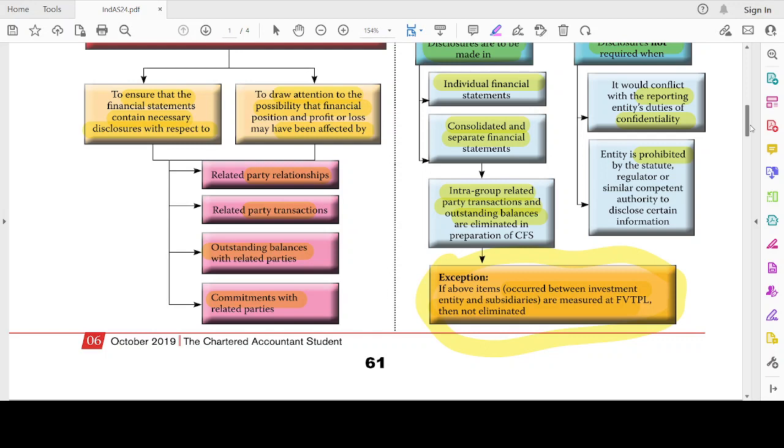Relationship: the nature of the relationship. Transactions: what transactions occurred during the year. Outstanding balances: the balance as on 31st March of the year, that is the balance sheet date. And commitments, for example guarantees. The aim is to draw attention to the possibility that the financial position and profit or loss may have been affected by these transactions. Maybe some sales could have been entered into with related parties, so to that extent the profit or loss and the financial position may be affected by the related party relationship and transactions.